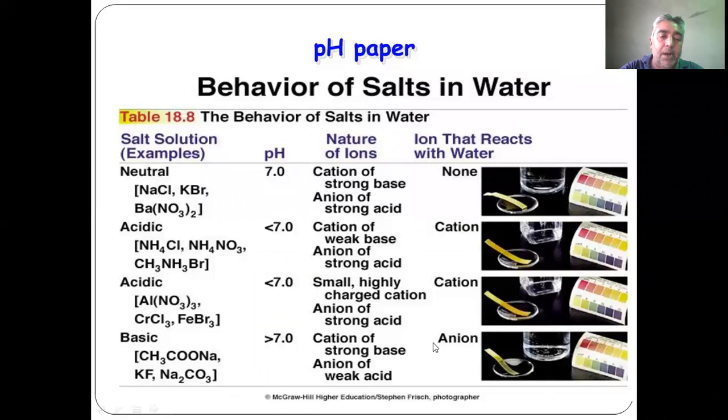Acidic: ammonium chloride, ammonium nitrate, less than pH 7, contains cation of weak base and anion of strong acid. Acidic: aluminum nitrate, chromium chloride, ferric bromide, small or highly charged cation. Then basic: sodium acetate, potassium chloride, sodium carbonate, cation of strong base and anion of the weak acid. The different colors are shown in the diagram also.